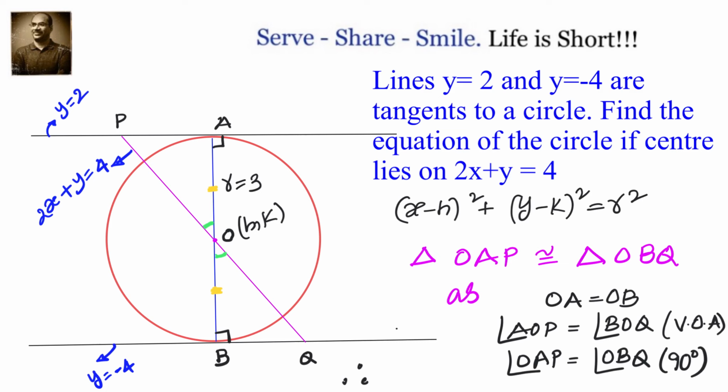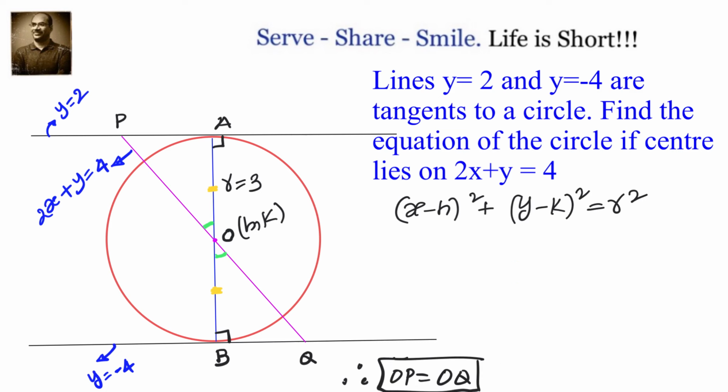Now what is the meaning of OP equals OQ? It tells us that O is the midpoint of PQ. So O is the midpoint of PQ, which means if I know the coordinates of P and Q, then I can use the midpoint formula and find the coordinates of the center O. How do we find the coordinates of P and Q?